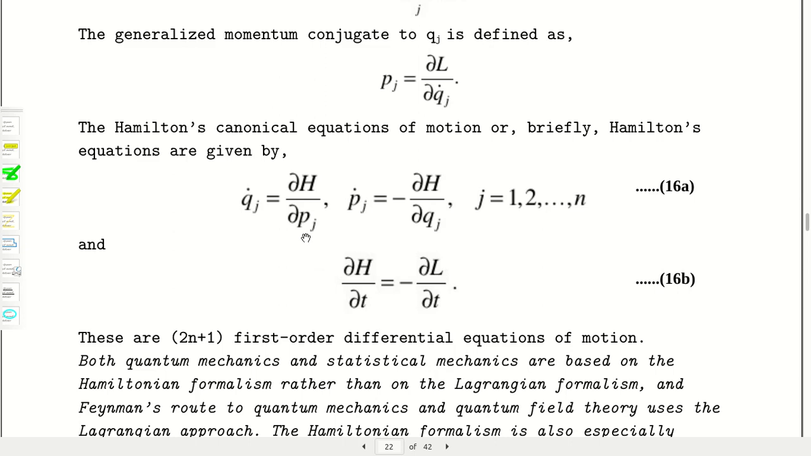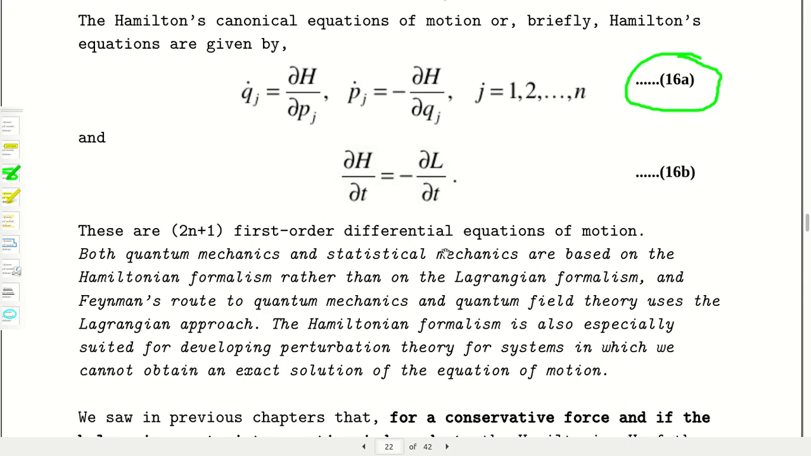They are called canonical equations, just like object distance and image distance in ray optics. The relation 1 by v plus 1 by u is equal to 1 by f can be taken as another example of canonical equations, where you can interchange those two coordinates u and v. That doesn't change any physics. Here also pj and qj are very much interchangeable, constrained by these equations, equations 16. So these are called canonical equations of motion.